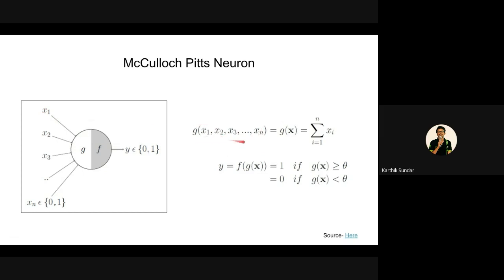As you can see here, g of x1 to xn is equal to the sum of all the xi's. So it aggregates all the inputs, in other words, it adds all the inputs. And what f does is, it generates output 1 if g of x is greater than a threshold, and if g of x is less than the threshold, it gives output 0. That's what this MP neuron does.